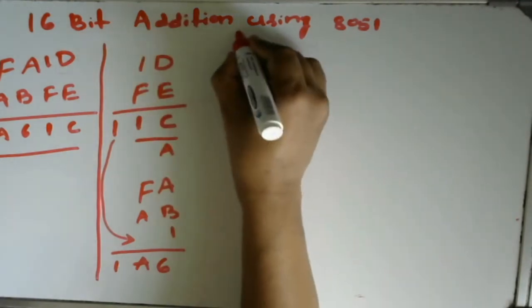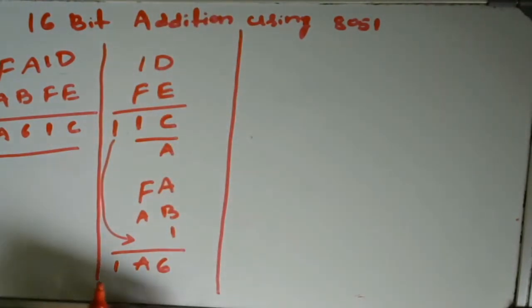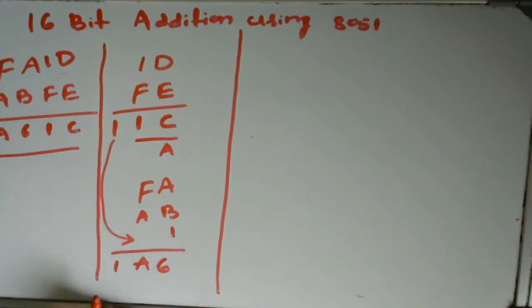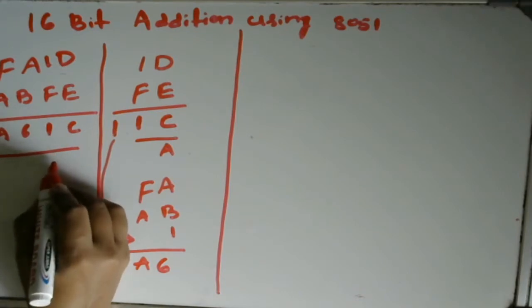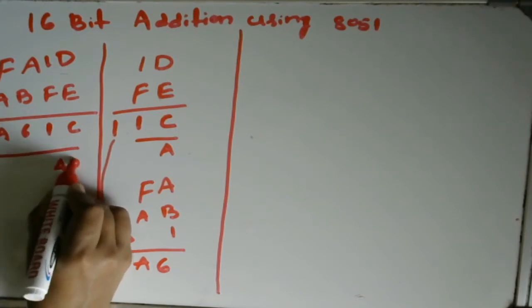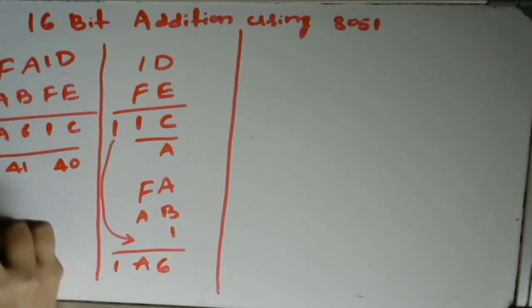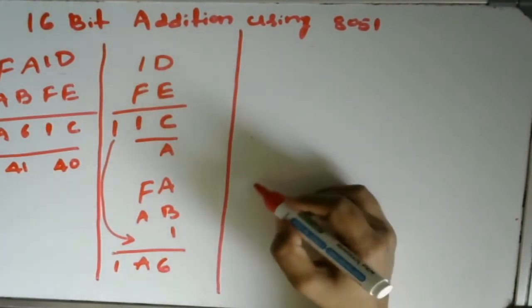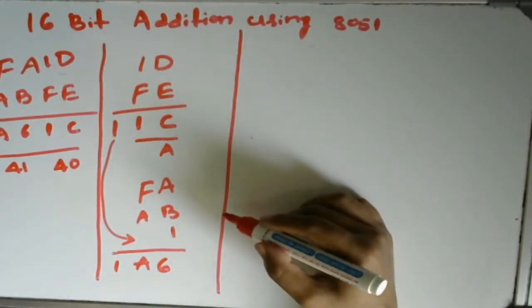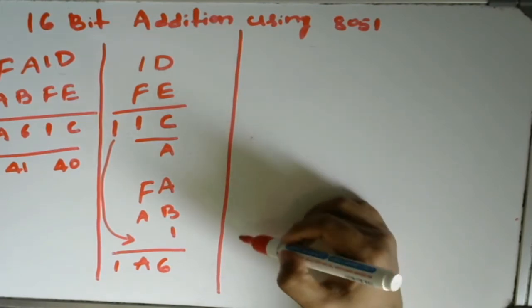Now let us write the program. Before that, we'll assume where we want to store the data. We'll store the lower byte result in 40H, the higher byte result in 41H, and the next result in 42H. In many ways we can write the program; we can use any of the addressing modes.